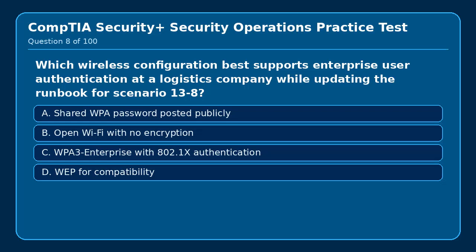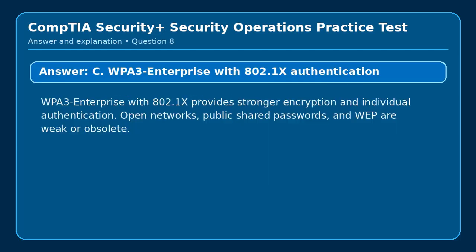The answer is WPA3 Enterprise with 802.1X authentication. WPA3 Enterprise with 802.1X provides stronger encryption and individual authentication. Open networks, public shared passwords, and WEP are weak or obsolete.